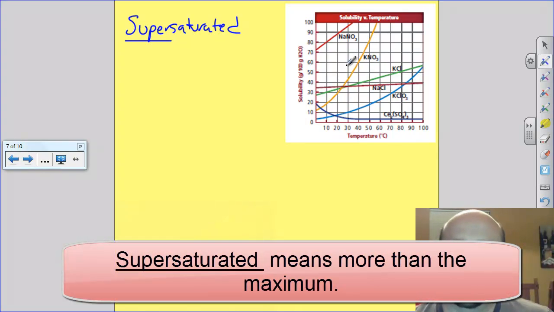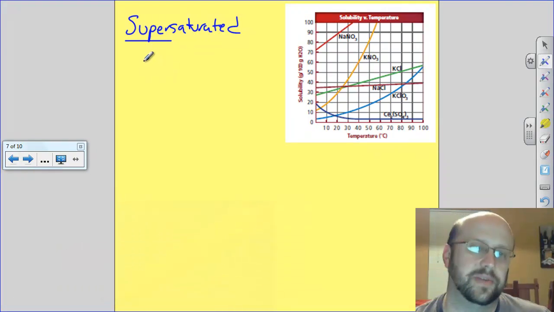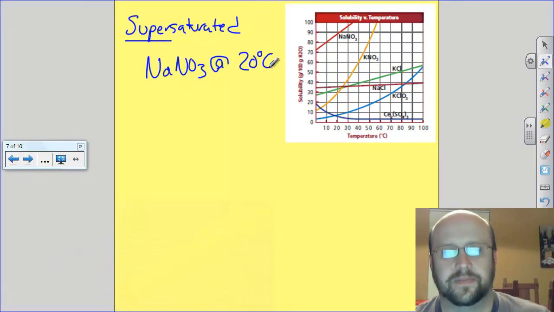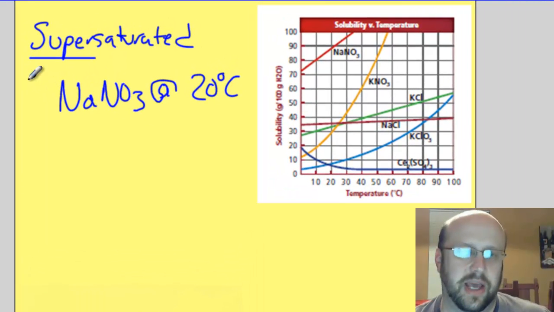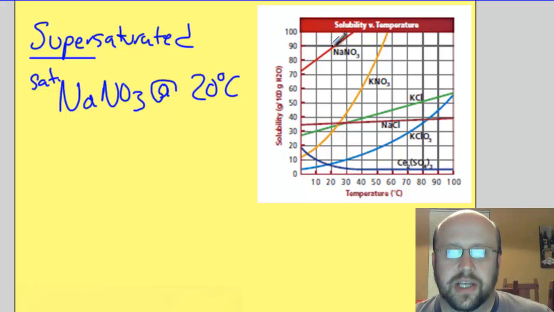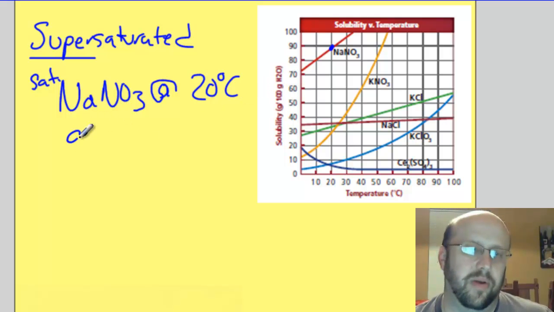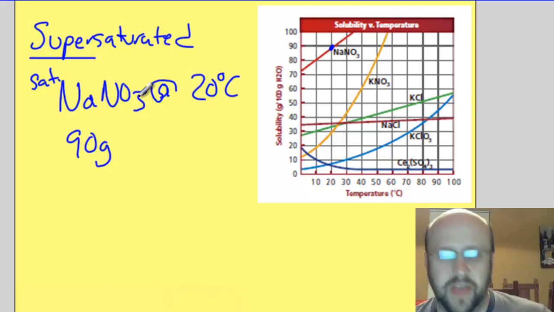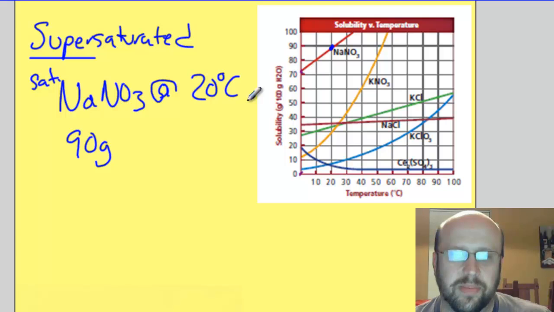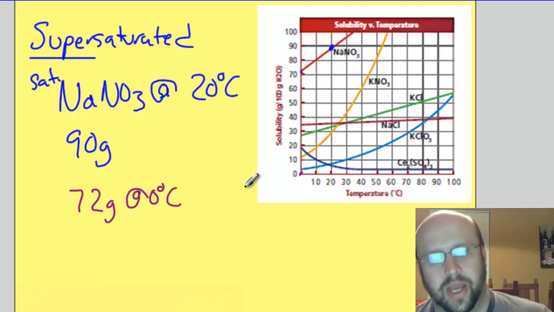Let's say that I have a solution of sodium nitrate at 20 degrees Celsius, and let's say that it's saturated at that point. So I'm going to just make a little note here. It's saturated. So let's read off and see how much that is. At 20 degrees, it takes about 90 grams to fully saturate it. Okay, so that's 90 grams worth, right? And then, here's the kicker, let's say that we then cool the solution down to freezing. So we go down to 0 degrees Celsius, which is about right here. So it's about 72 grams at 0 degrees.